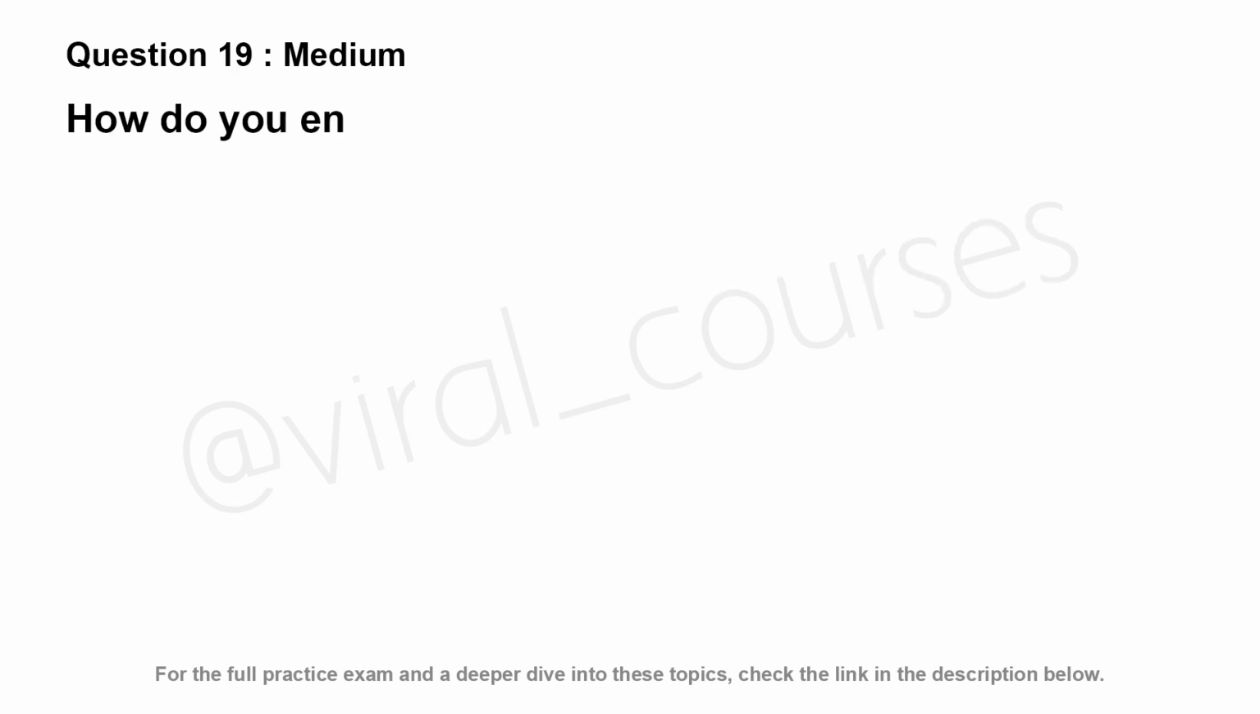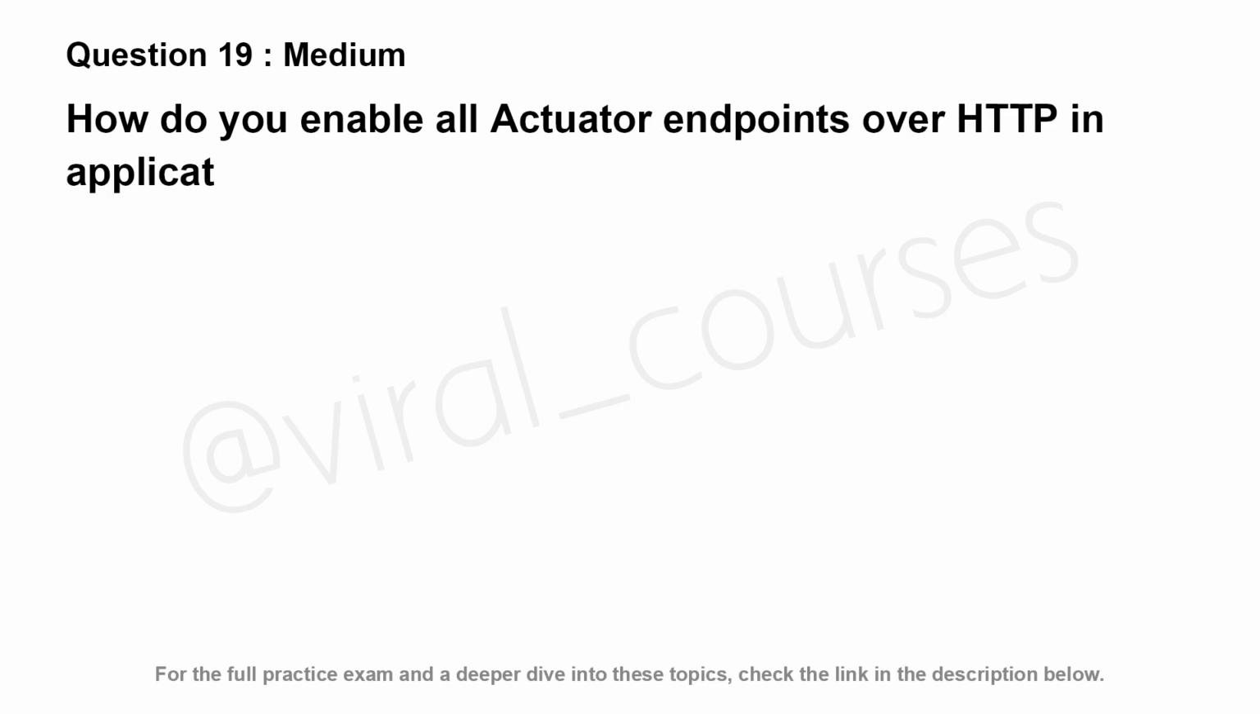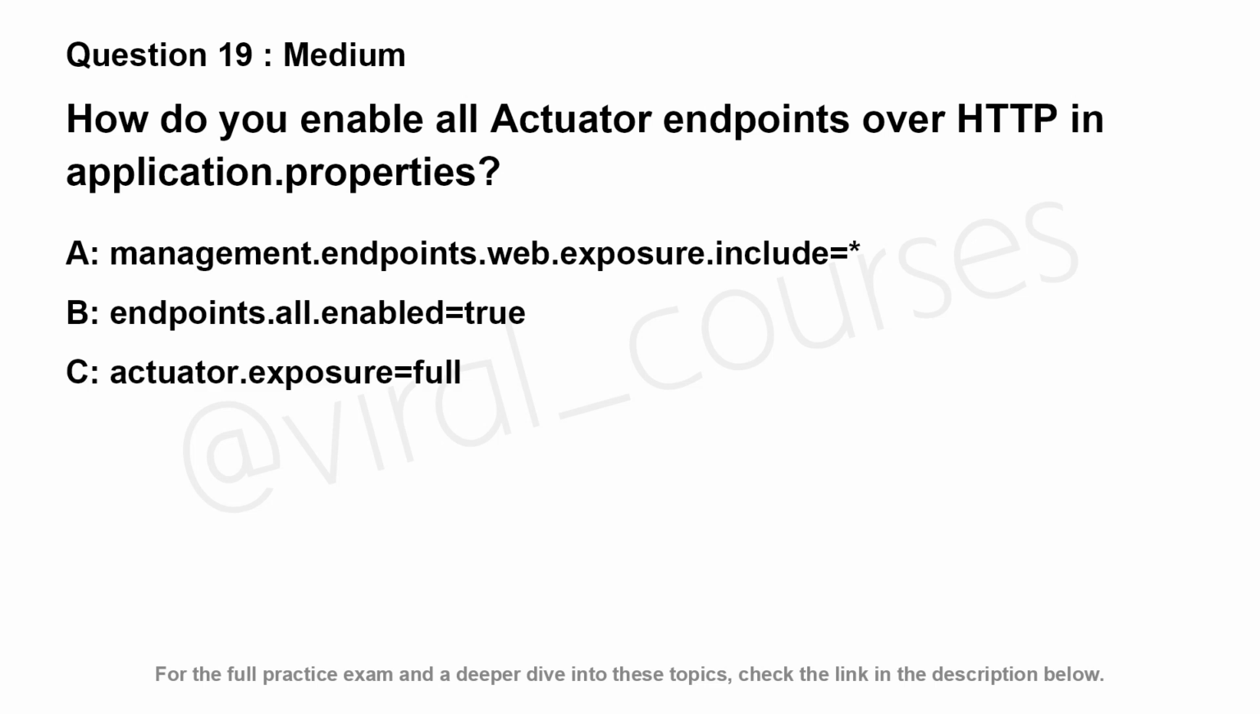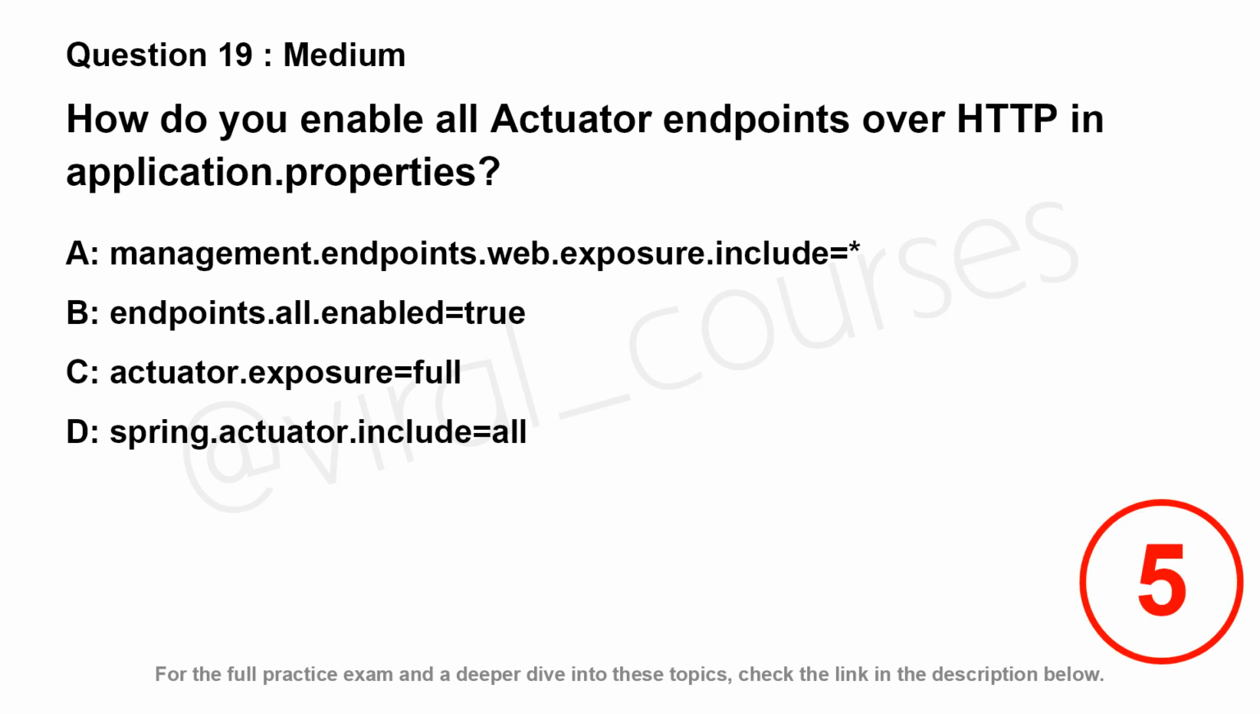How do you enable all Actuator endpoints over HTTP in application properties? Option A. management.endpoints.web.exposure.include=*. Option B. endpoints.all.enabled=true. Option C. actuator.exposure=full. Option D. spring.actuator.include=all.